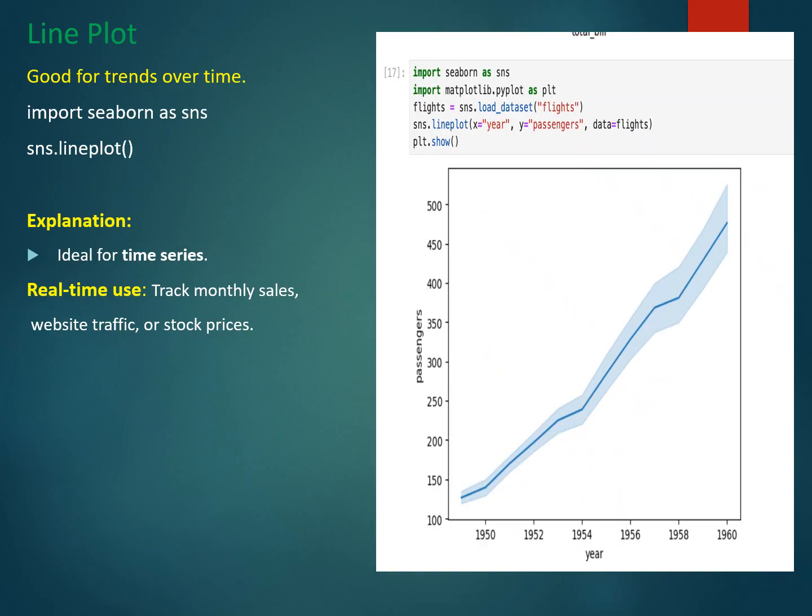Line plot. Line plot is mainly used for time series data. It shows trends over time. In ML projects, line plots are used in forecasting problems, stock prediction, and sales trend analysis. Before applying ARIMA or LSTM models, we visualize trends using line plots.